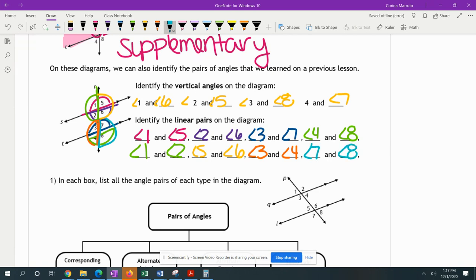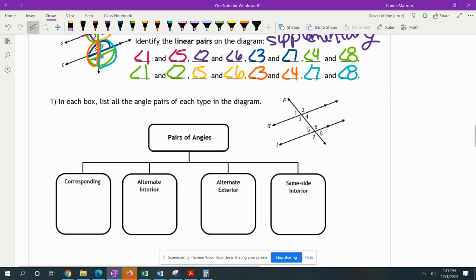Okay. And we know that our vertical angles are also congruent. And our linear pair are supplementary. Okay, remember supplementary means that they add up to 180. All right, so we have our pairs of angles.